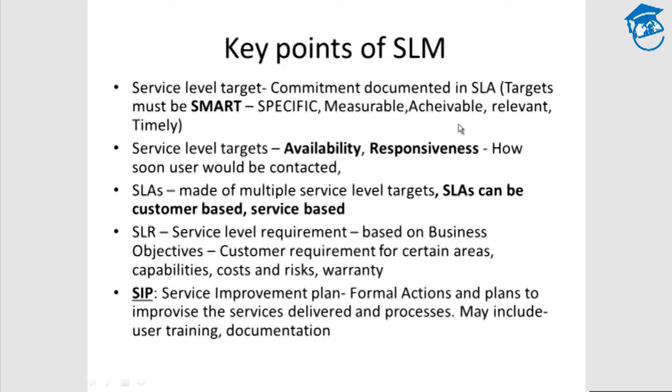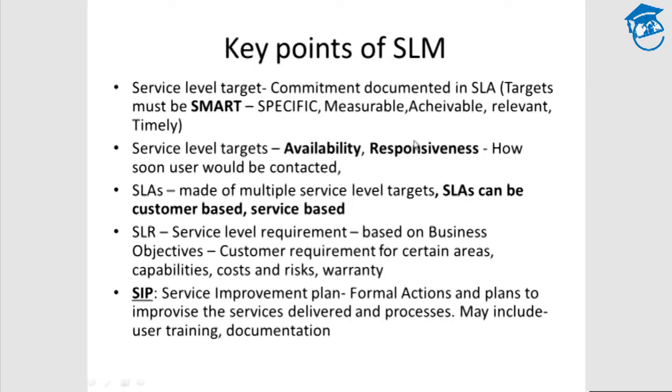Now the service level targets: availability, responsiveness. How soon the user would be contacted. A service level target would define the availability and responsiveness as well. Responsiveness means how soon you get the response, and availability means for how much time the service will be available. Then SLAs are made of multiple service level targets.